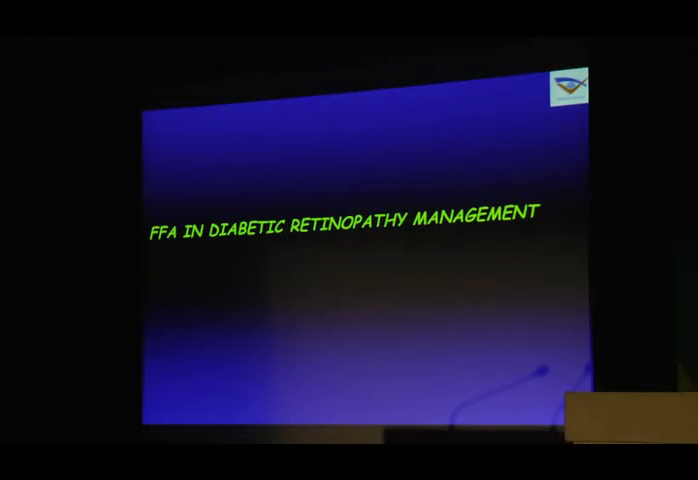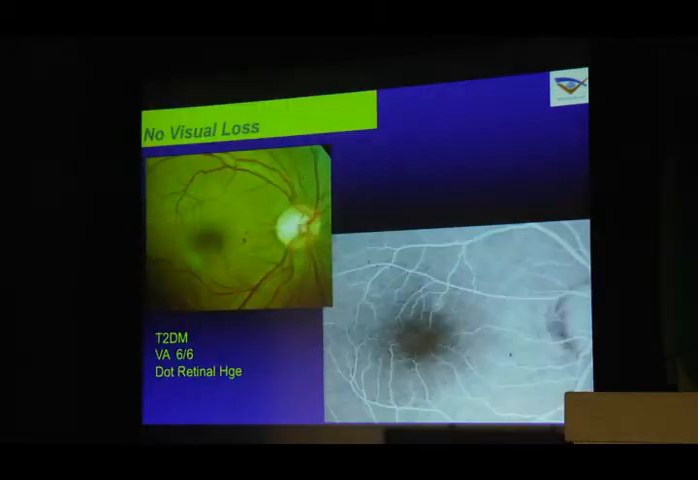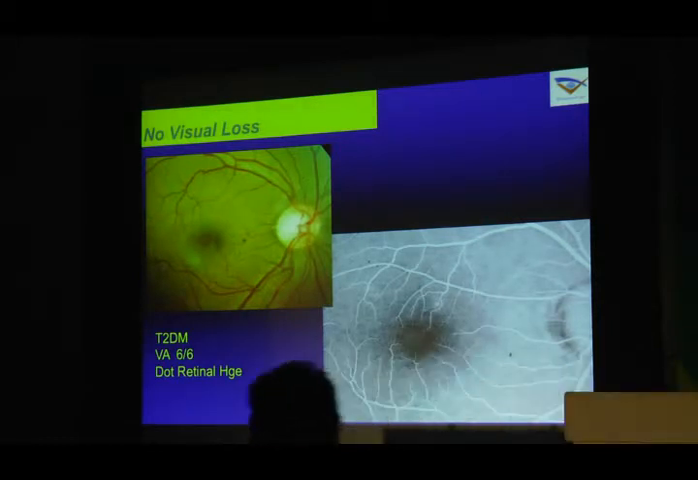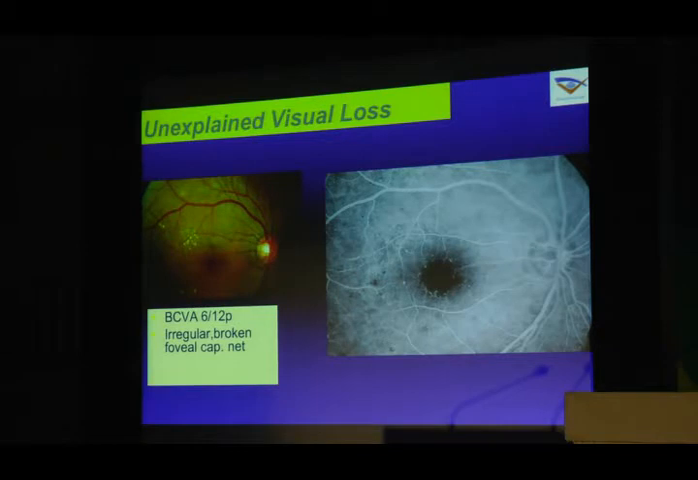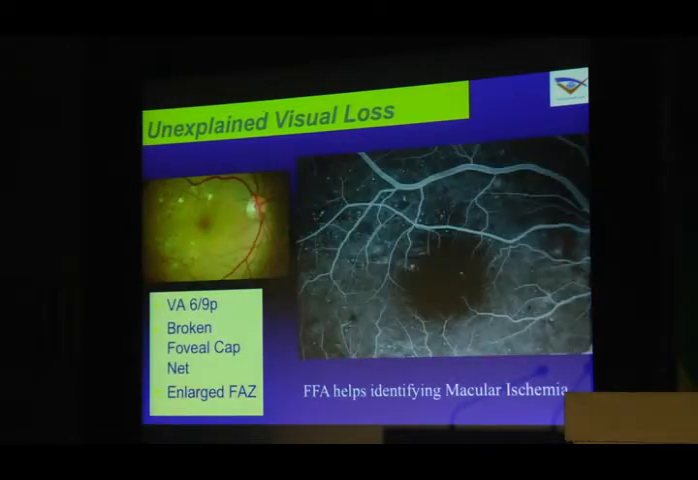Now, FFA has been the age-old way of documenting most of the retinal disorders. This is a patient who is type 2 diabetic, 6/6 vision with a dot retinal hemorrhage, but you can beautifully see the vascular arcade being preserved in the macular area, and there is a single microaneurysm but needs no intervention. Another patient where you can find the foveal avascular zone increased, there is a breakage of the capillary network. The patient's visual acuity is 6/12 because this is a situation of an ischemic macula. Another patient with an enlarged FAZ.